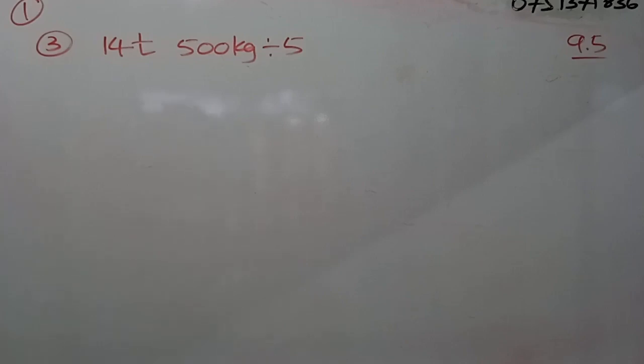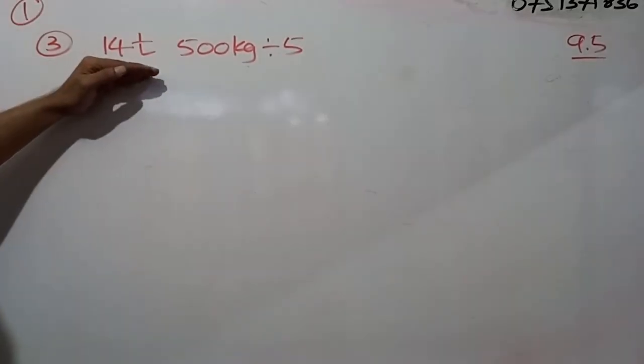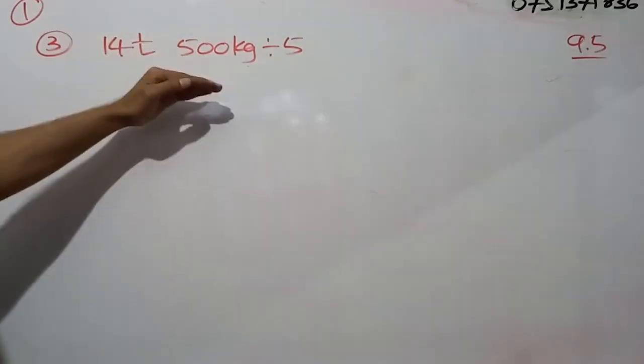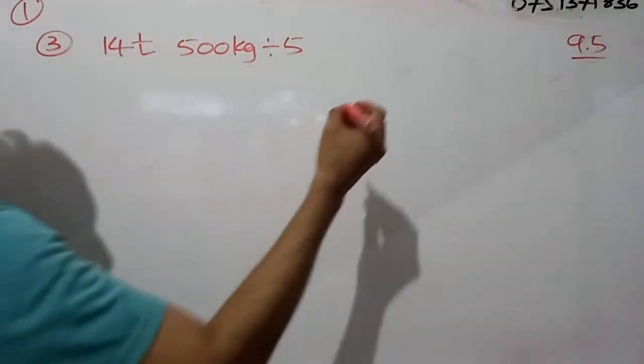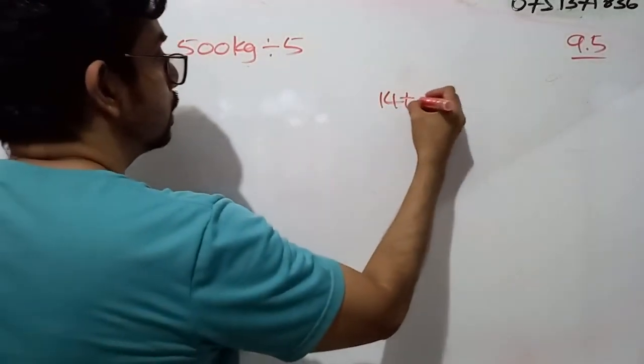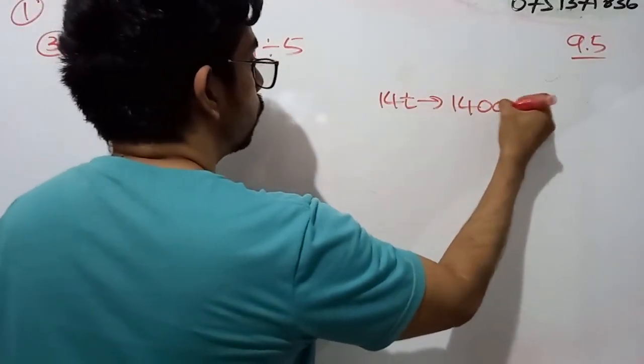Since we have divided tons, the answer also comes to us in tons. So just as before, we will convert this entire amount which is given to us in tons and kilograms into kilograms, right? So 14 tons, that is 14,000 kilograms, no?